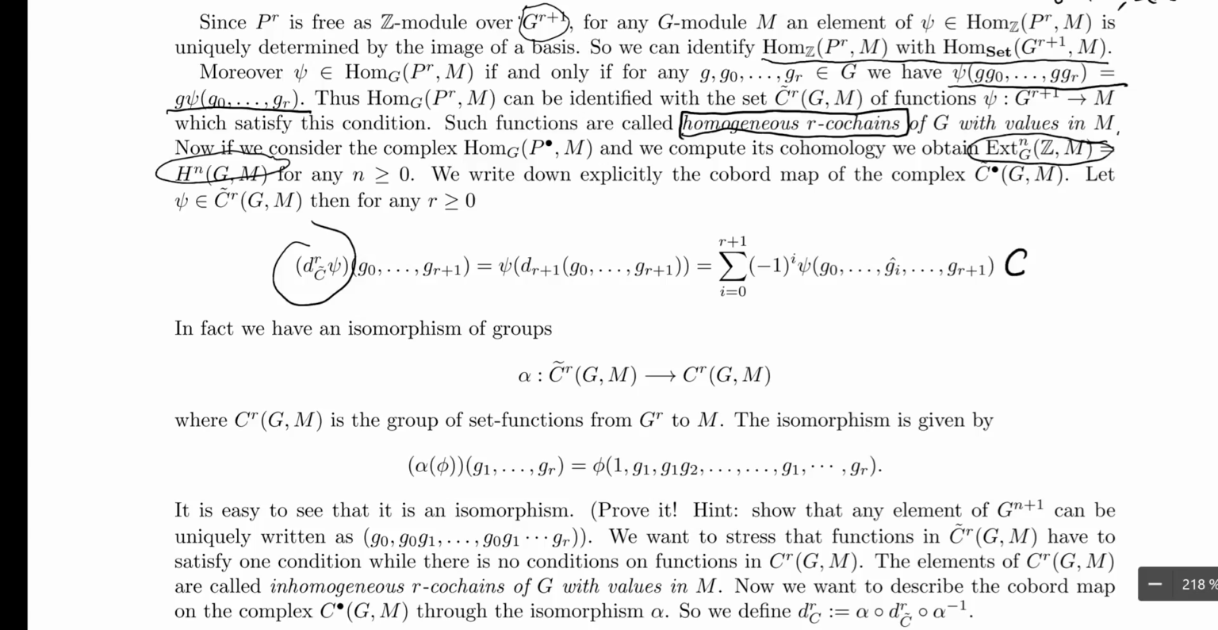So as you see, this twiddle RGM, actually it is Hom_G(P_R, M). Yes.